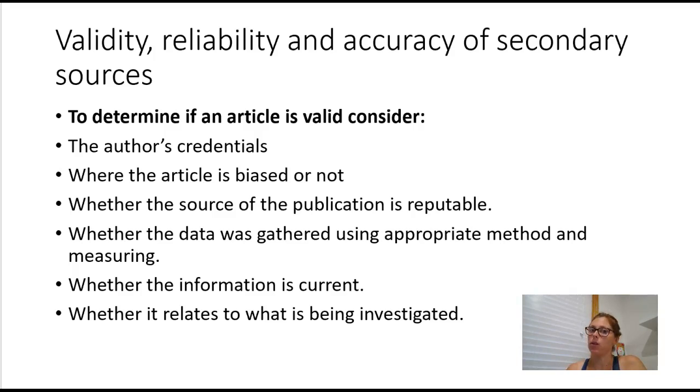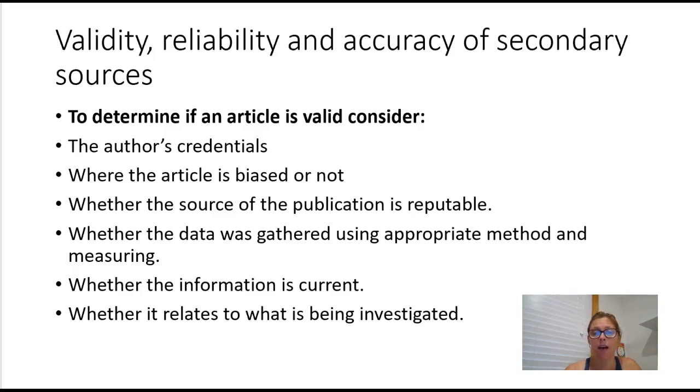So how do we know if one of our articles is valid? We have to think about, well, who is the author? Is the article biased? Do they have a vested interest in you taking their information as gospel? Is the source of the publication reputable? And this is where we come into issues with Wiki. Was the data collected using appropriate methods? Is it current information? If we're looking at something 20 years ago, maybe things have changed since then, maybe not, but perhaps they have. How current is your source? And does it relate to what we're actually investigating?